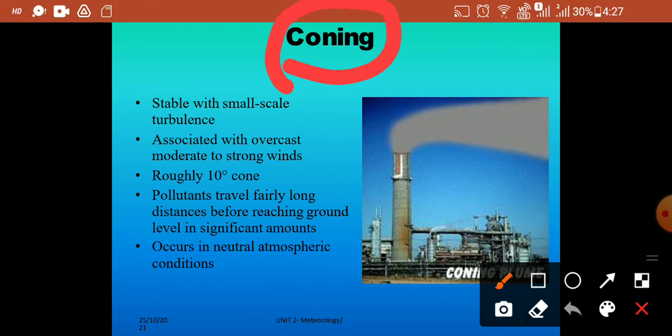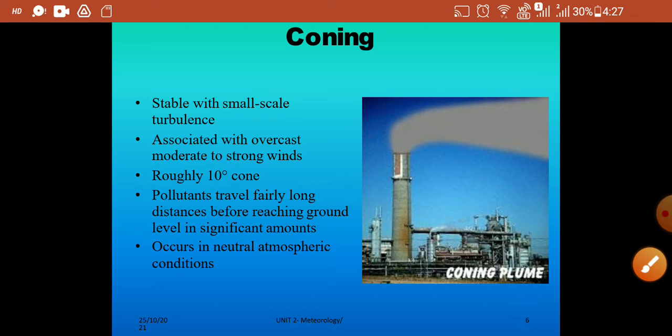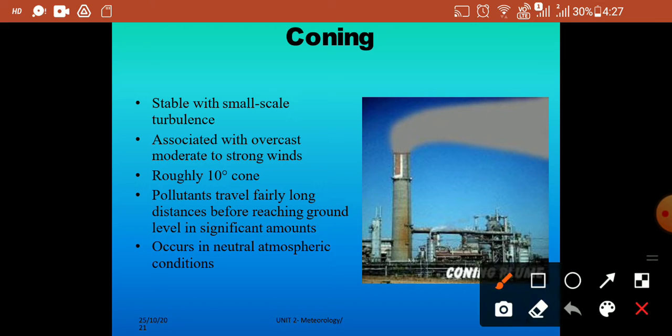Next one is the coning effect. So what is the coning effect? It is stable with small scale disturbance. The disturbance is at a very small scale. It is associated with overcast skies and moderate to strong winds, roughly about 10 percent.